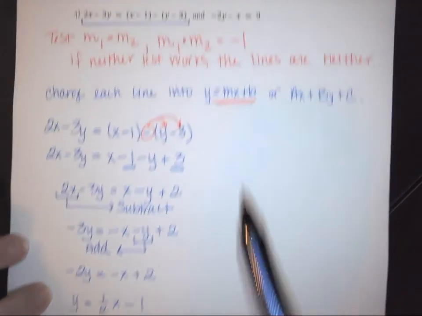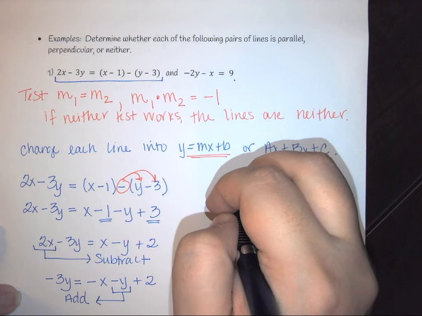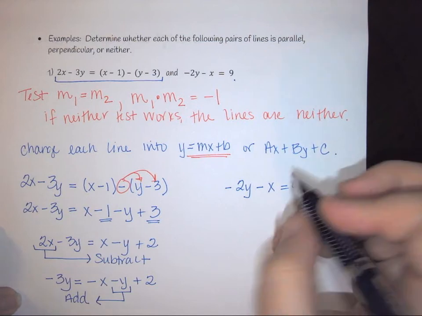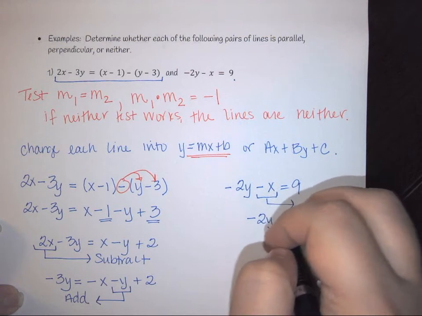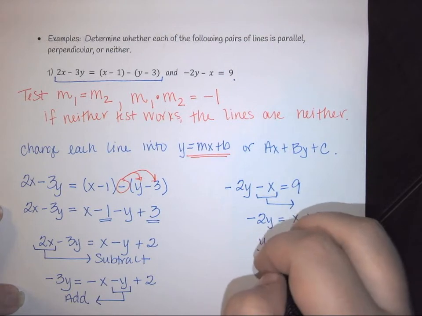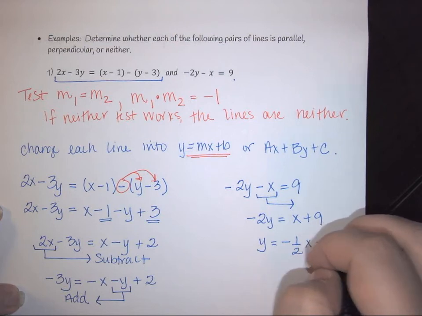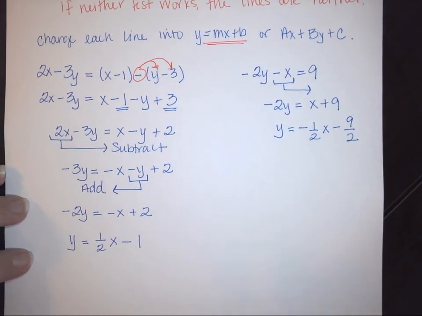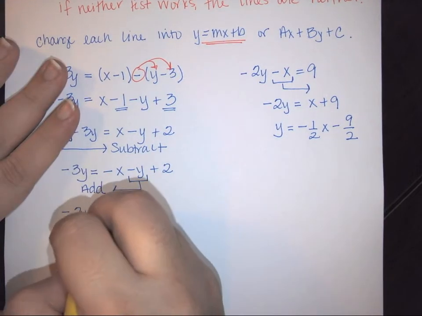Now what I need to do is I need to use my second equation. So I have negative 2y minus x equals 9. I'm going to take this x and I'm going to move it over. So negative 2y is equal to x plus 9. Divide everything by negative 2 and y is going to be negative 1/2 x minus 9/2. So in this we have to identify the most important pieces, and that is we care about your slope.